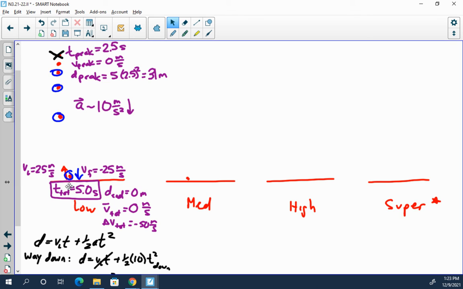Like, oh, it took 10 seconds. That's 5 to the peak. That means 50 on the way up, 50 when it gets down. That's really it. And then just remind yourself, D at the bottom, 0. Average V is 0 because D is 0. Change in V is V_f minus V_i, which is 100. And then the only one that requires a little calculation is that D peak: 5 times the half time squared.